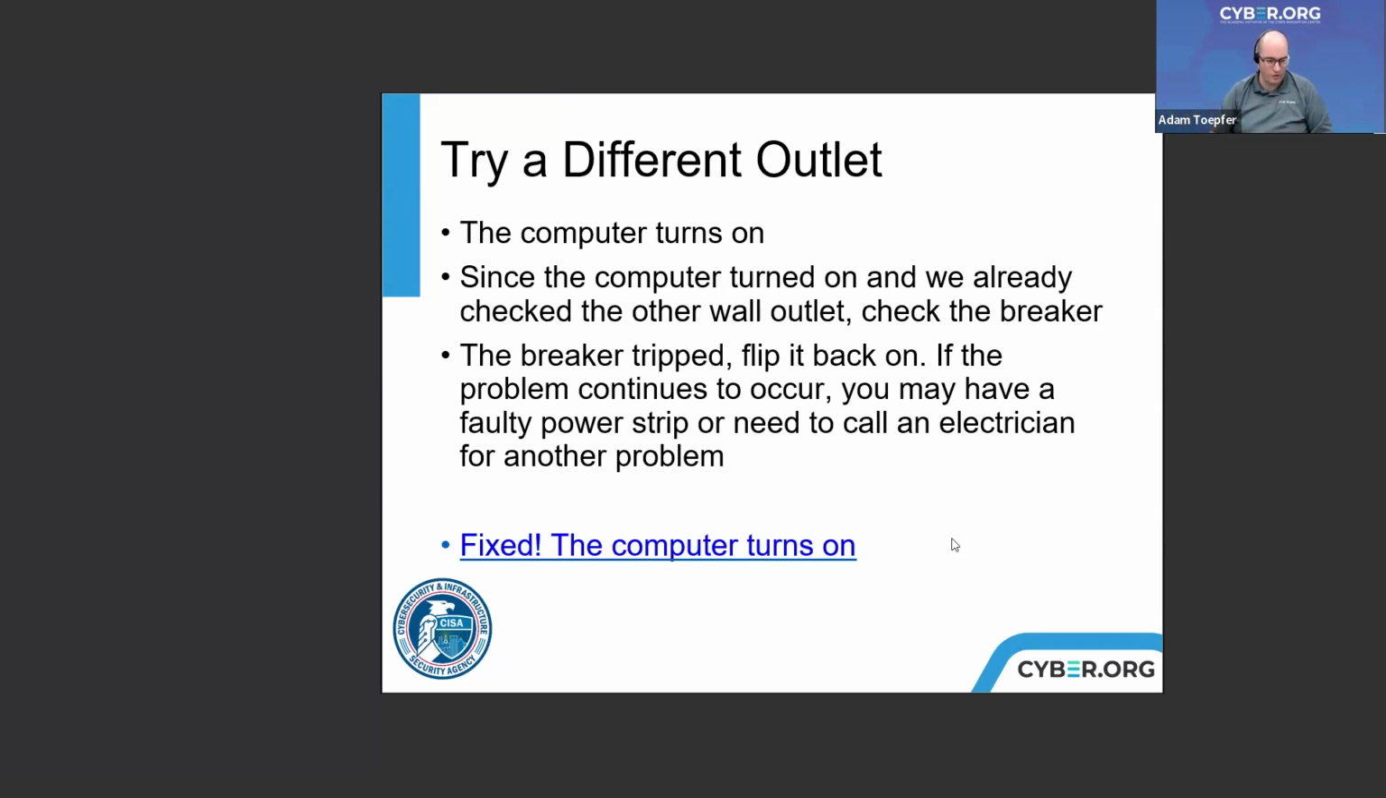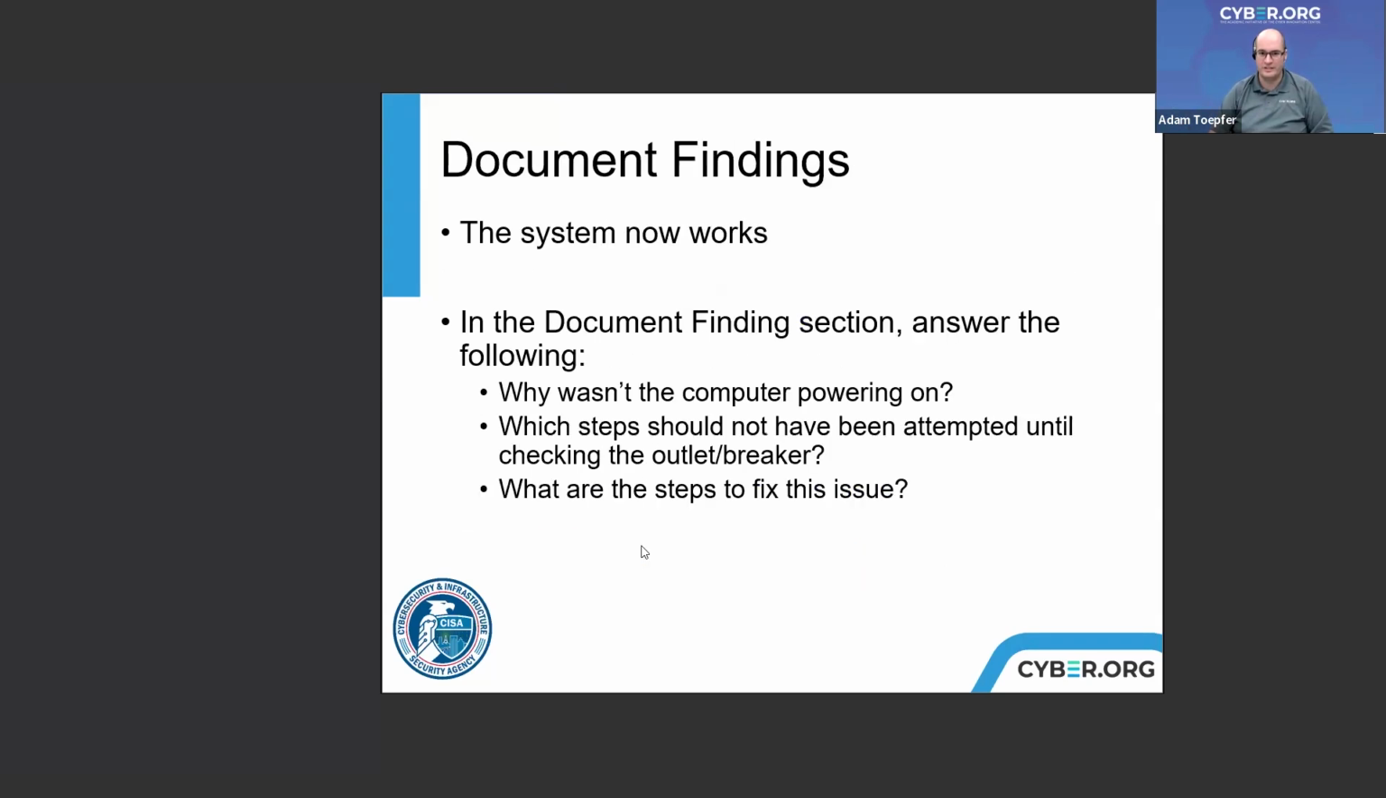If you hit this one now, we do fixed, it takes us to the last slide on the whole thing that talks about documenting our findings. It says the system now works. We can do the document the findings section and answer the following. We talk about why it wasn't powering on. It was because of the circuit breaker on the wall. And then which steps should not have been attempted until checking the outlet breaker.